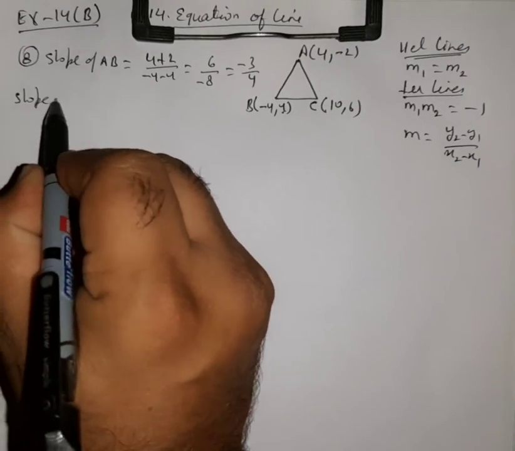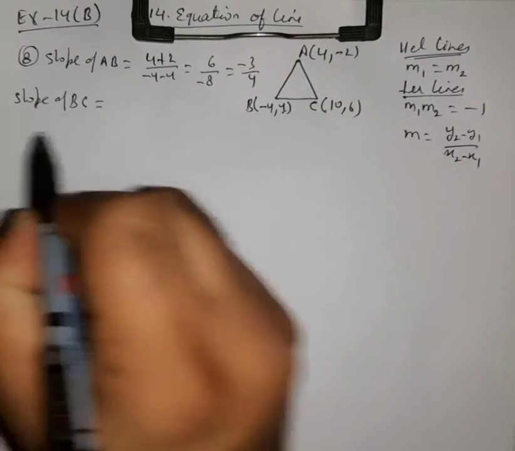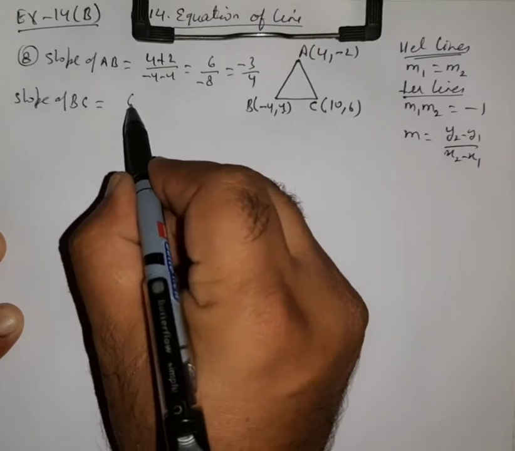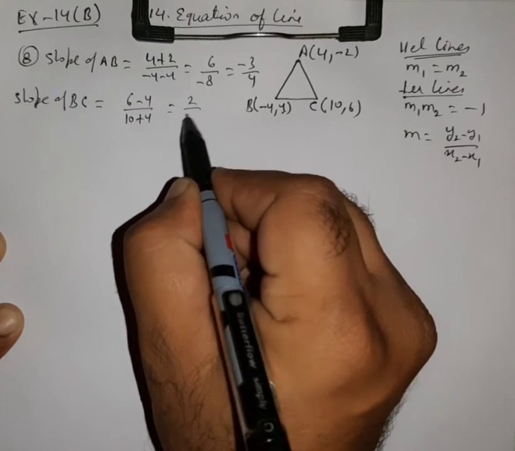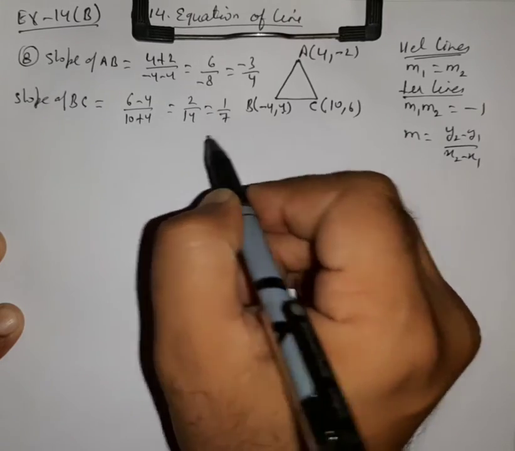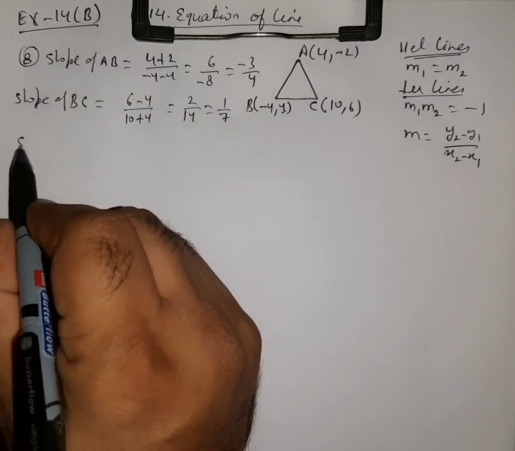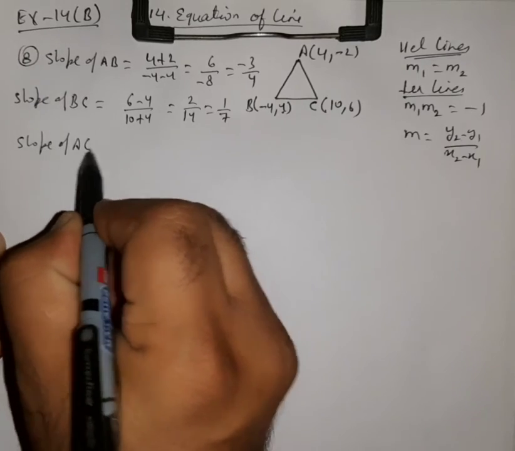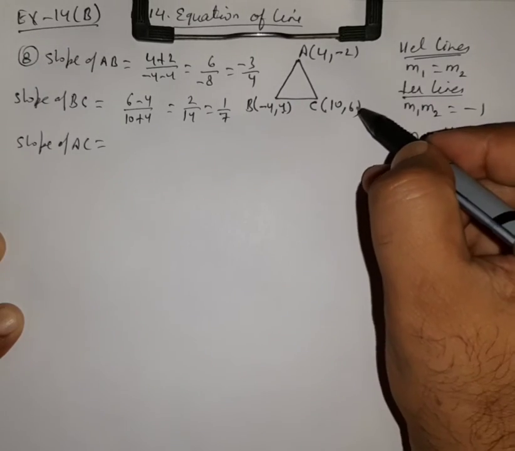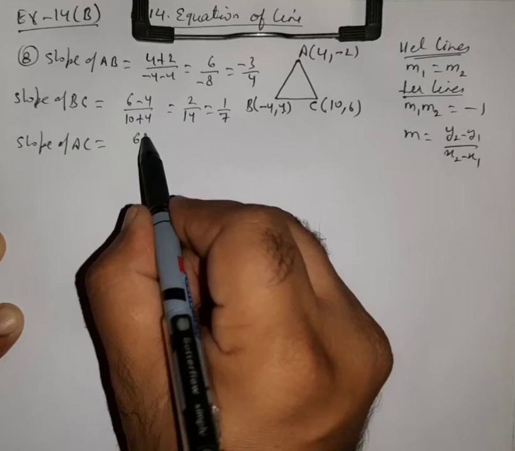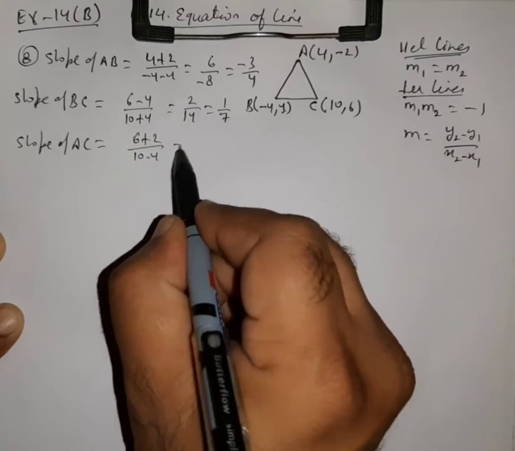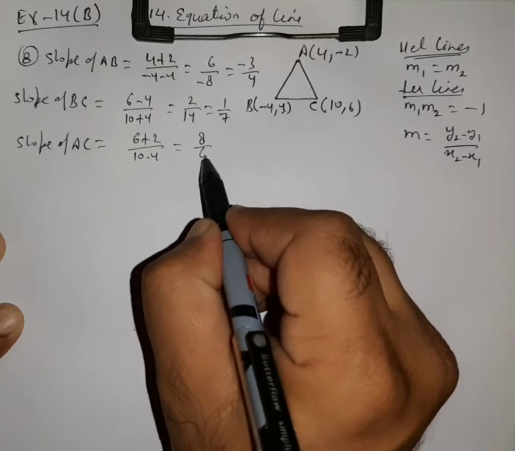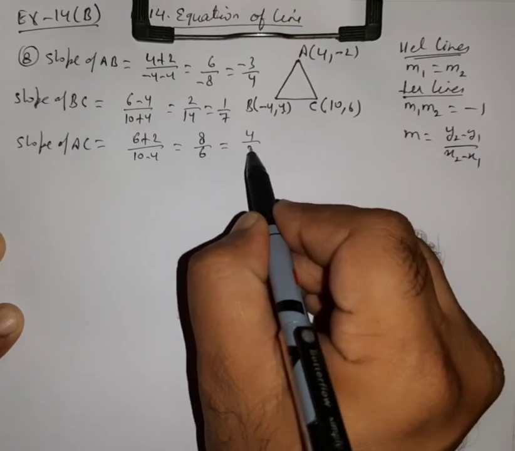Now slope of BC. In this case it will be 6 minus 4 over 10 plus 4. So that is 2 over 14, which is equal to 1 over 7. Now slope of AC. This will be 6 plus 2 over 10 minus 4. So it is 8 over 6. So this will be equal to 4 over 3.